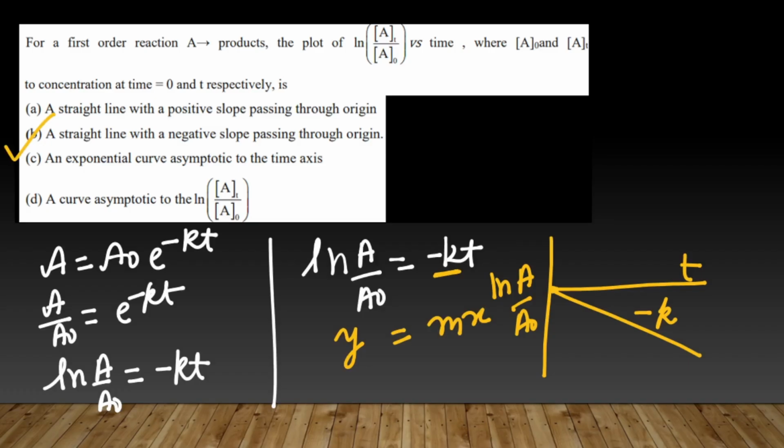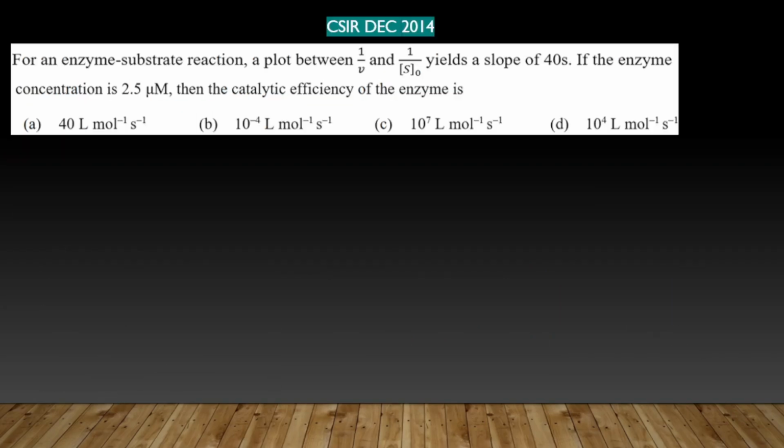Right, now moving on to the next one. That is from the December 2014 exams. Okay, so the first question we have is that for an enzyme substrate, the plot between 1 by V versus 1 by S naught, that is again from the Lineweaver-Burk plot. If the enzyme concentration is this much, what is going to be the catalytic efficiency in this case? So eta value we have to find out. The slope value is given to us.